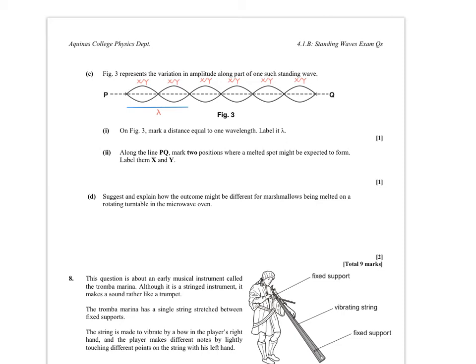And then for part D, we're asked to suggest and explain how the outcome might be different for marshmallows being melted with the rotating turntable put into the microwave oven. What that means, if you're putting in that rotating turntable, is that the marshmallows are being moved through antinodes and nodes. So they're moving from hot spot to cold spot to hot spot, and that's going to give more even melting. Not even more melting, but more even melting.